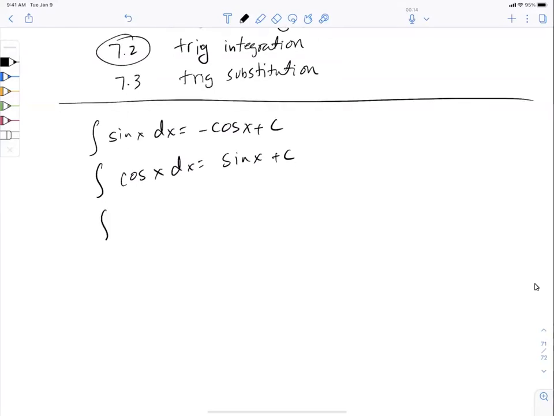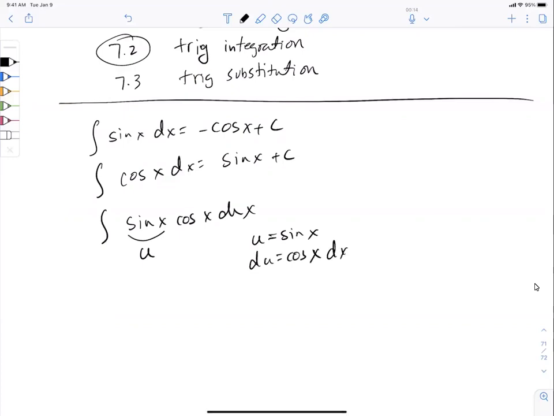If I give you the integral of sine x cosine x, you would say, oh, I'm going to let u be sine x. This is basic substitution from section 5.5. du is cosine x dx, and this part is going to be your du. So you get the integral of u du, which is 1/2 u squared plus c, which is 1/2 sine squared x plus c.